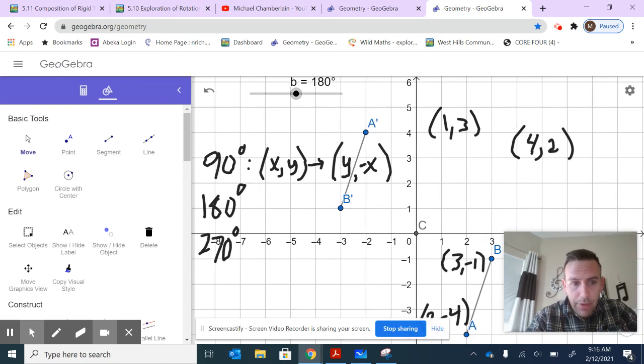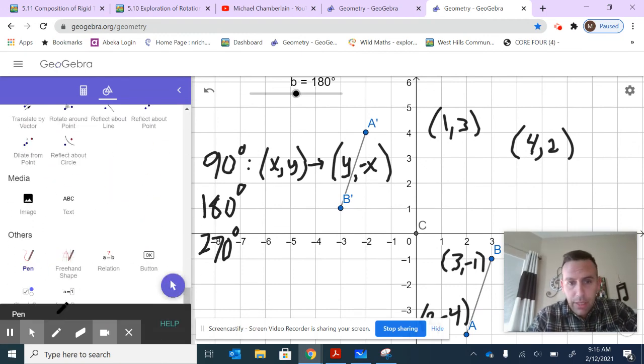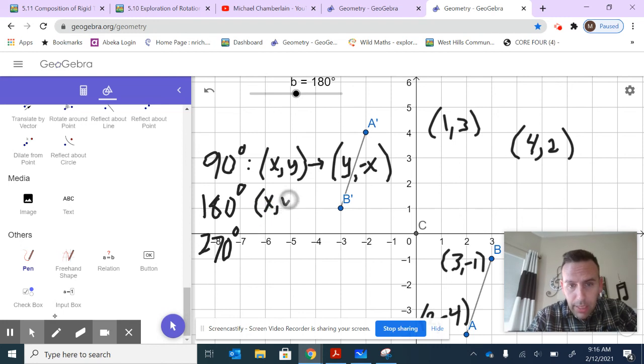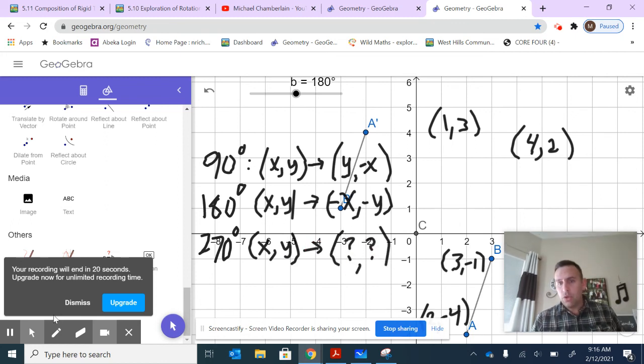Okay, so I've got to turn my pen back on, but we have any point (x, y). What happens to it is now the x and y have changed signs. And if you examine the 270, and I don't have time in this video, I would challenge you to do that and think about what happened to those coordinates when I did that.